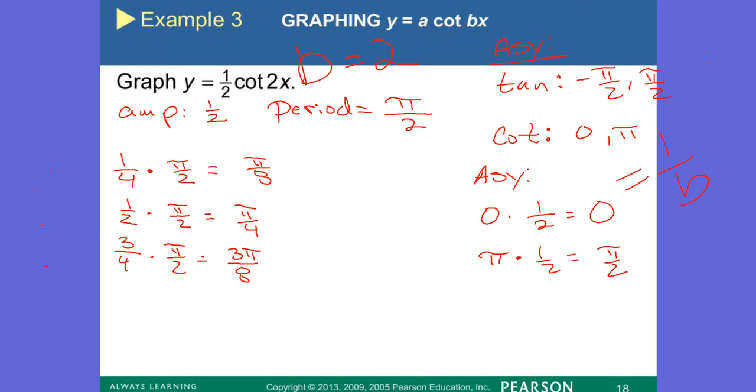Why are they not always going to be there? Because I'm changing it with this, and sometimes I'm going to have a phase shift, which moves it left and right. Remember when we were talking about what cotangent is? Cotangent is x over y. For it to be undefined, the y has to be 0. So on your unit circle, tell me where the y value equals 0.